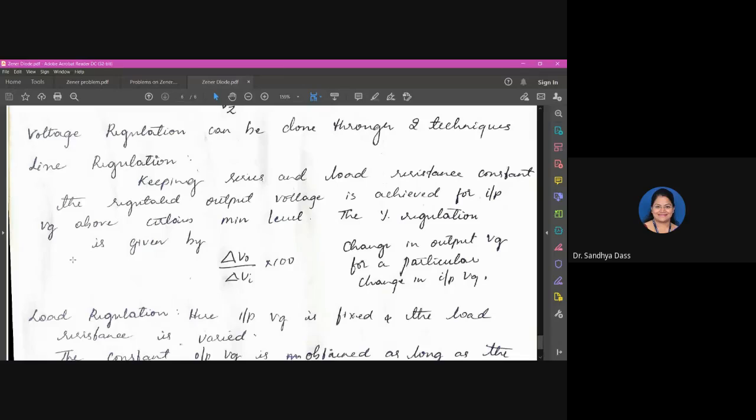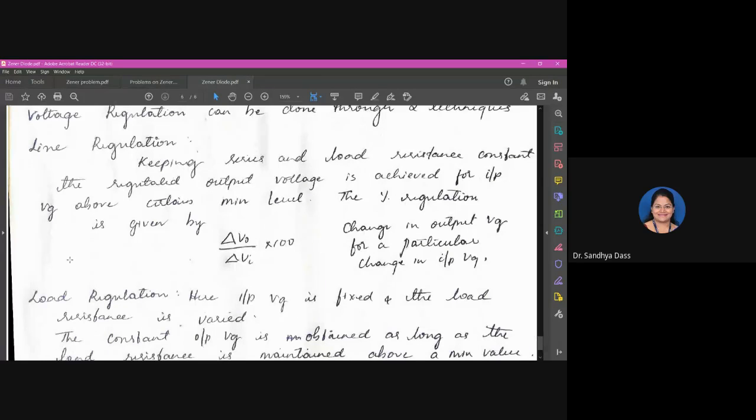The regulation is of two types, line and load regulation. Generally the percentage regulation is given by this ratio, change in output voltage to change in the input, into 100. This is your percentage regulation. Please note down, you might expect some numericals based on this, like calculate the percentage regulation.